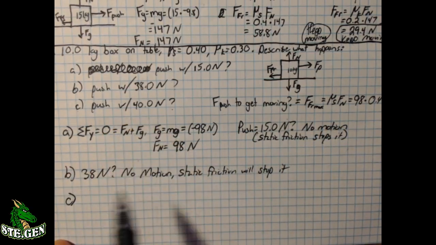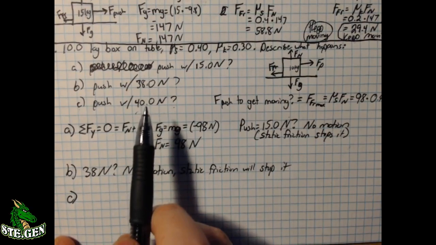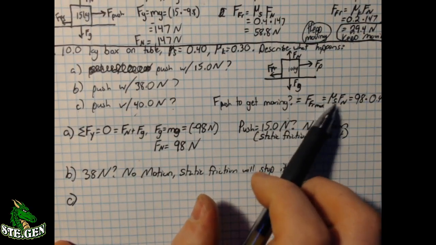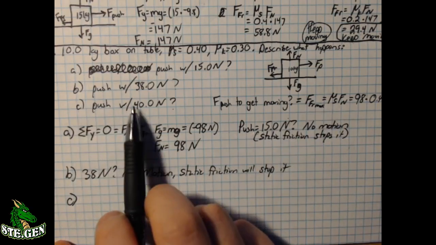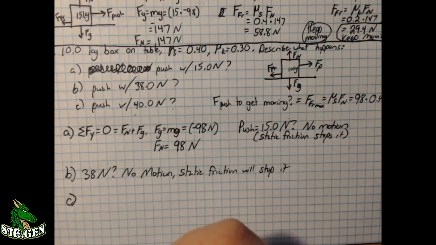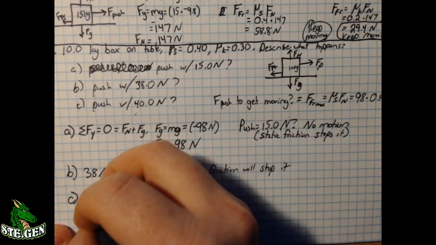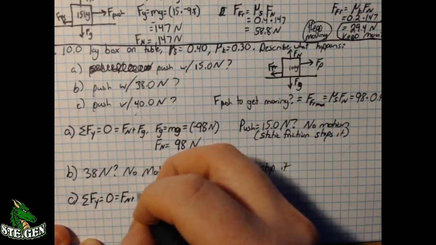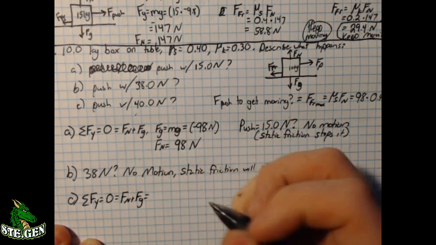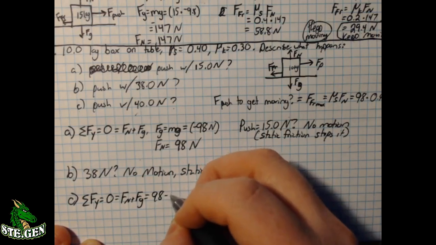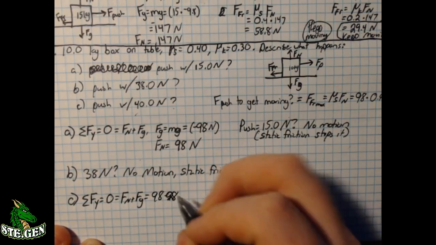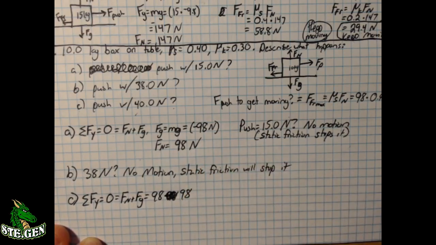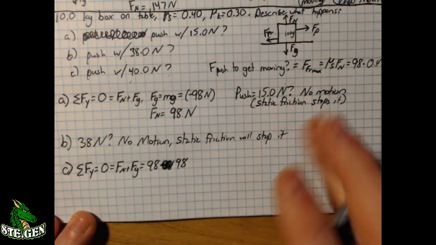Only in scenario C, where we have 40 newtons of force, do we actually have enough to overcome our static friction. So we'll actually need to be using our kinetic friction. So the sum of the forces in the y direction equals 0 equals Fn plus Fg, which in this case, they're both 98. 98 minus 98 is 0. So we know all that information.